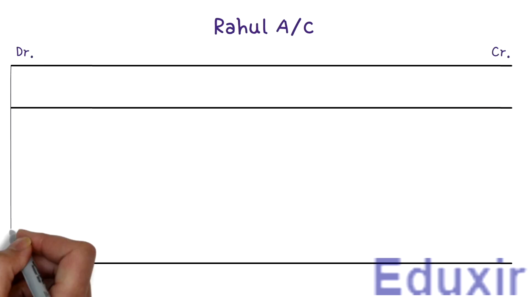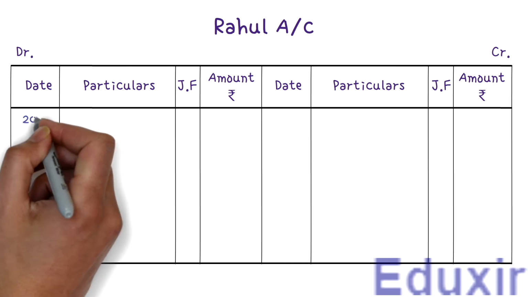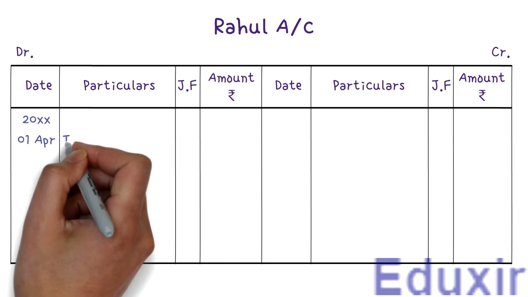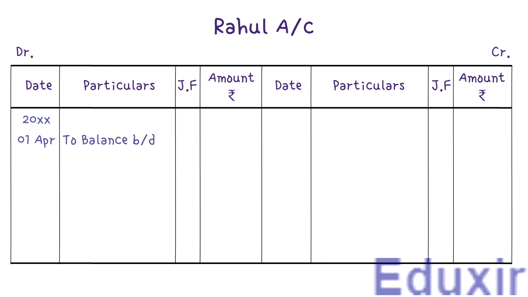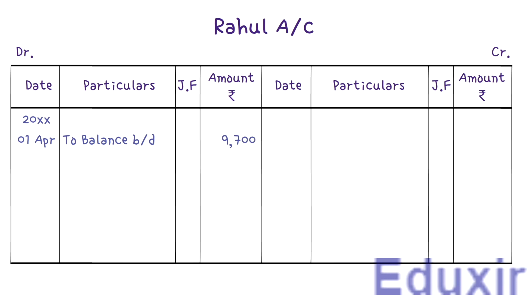Let us then have the ledger account format with all the headers. As this is the first entry on the debit side, let us first write the year in the date column and then let us write the date. We need to write "to balance brought down" into the particulars column. Let us then write the debit amount of 9700 rupees in the amount column. That completes the posting of this journal entry into Rahul account.